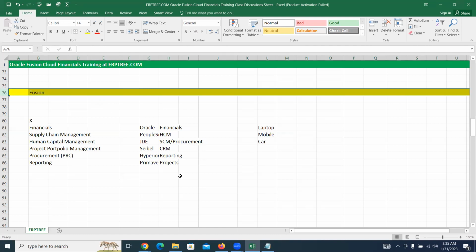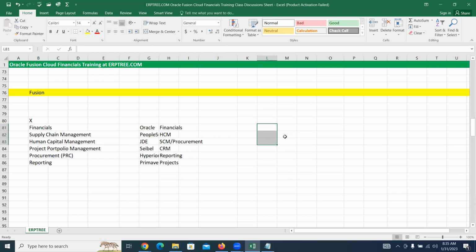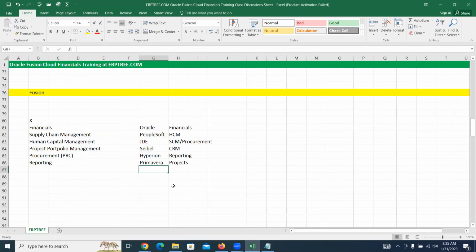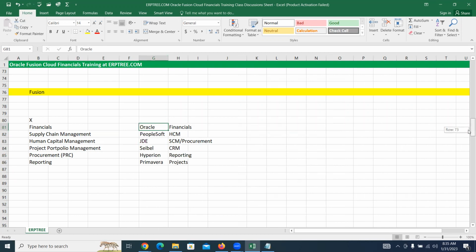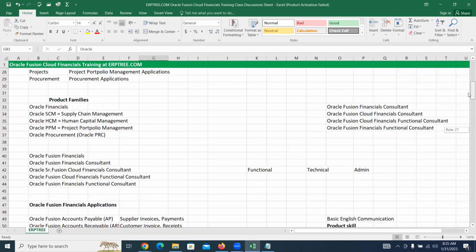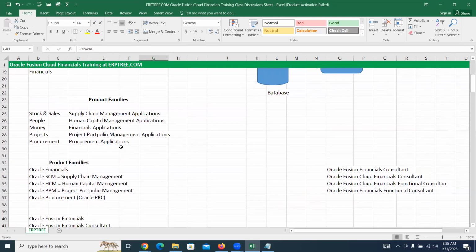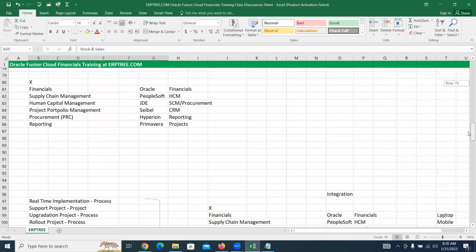Now, if you are going to talk about different products available in the market for any company, these are the different products available in the market. Not only this, many are there. So we have finance applications, SCM applications, HCM applications, PPM applications, all the product families we discussed in our last session. These similar product families are available from multiple software vendors in the market. Oracle is one of them.